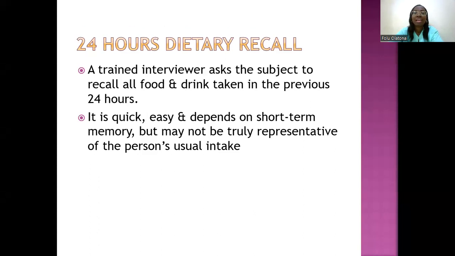So for 24 hours diet recall, a trained interviewer asks the subject to recall all food and drinks taken in the previous 24 hours. So if I want to carry out a research on the 24-hour diet recall of executive MPA students, somebody should volunteer now to answer on your behalf. I'll first approach you and say, I'm conducting a research and I would like to interview you tomorrow or later today, whatever time we agree.